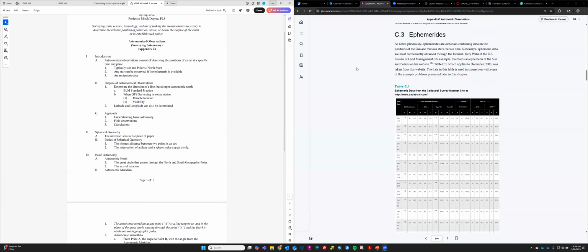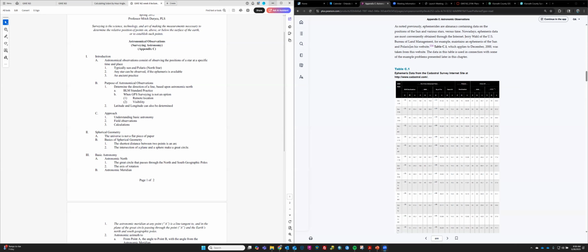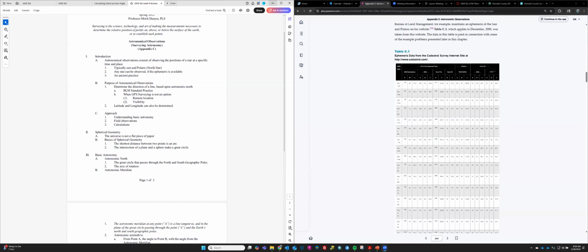So here we have ephemeris, right? As noted previously, ephemeris are almanacs containing data on the positions of the sun and various stars versus time. Nowadays, ephemeris data are conveniently obtained through the internet. Jerry Wall of the Bureau of Land Management, for example, maintains an ephemeris on the sun and Polaris on his website. Table C.1, which applies to December 2000, was taken from his website. The data in this table is used in connection with some of the example problems later in the chapter.